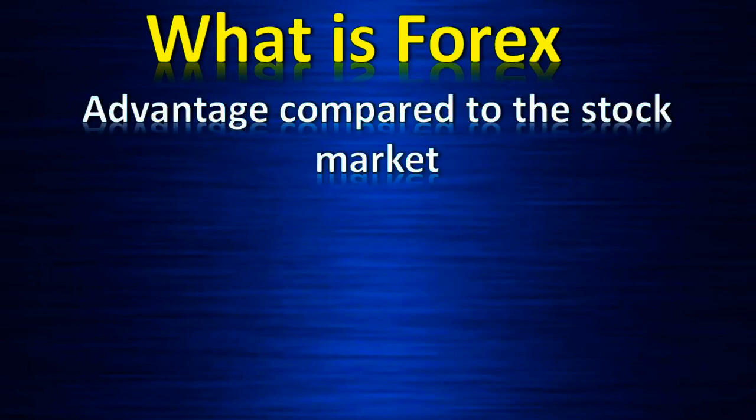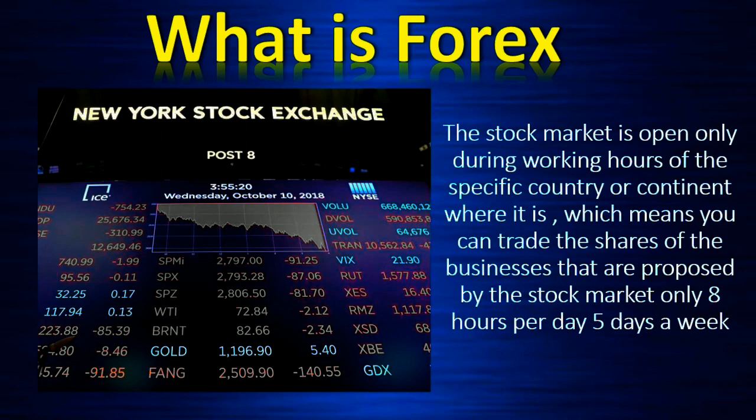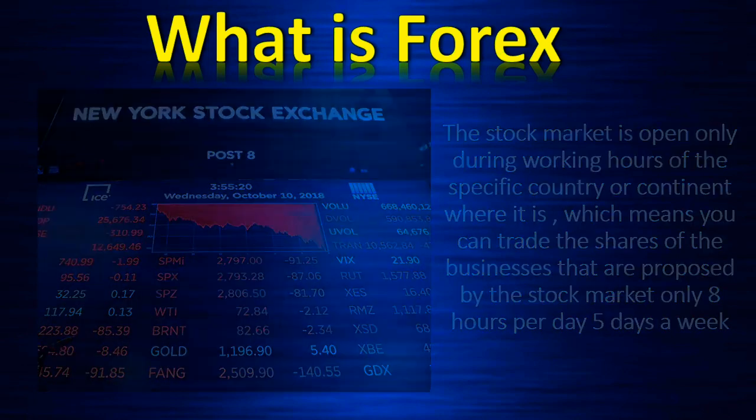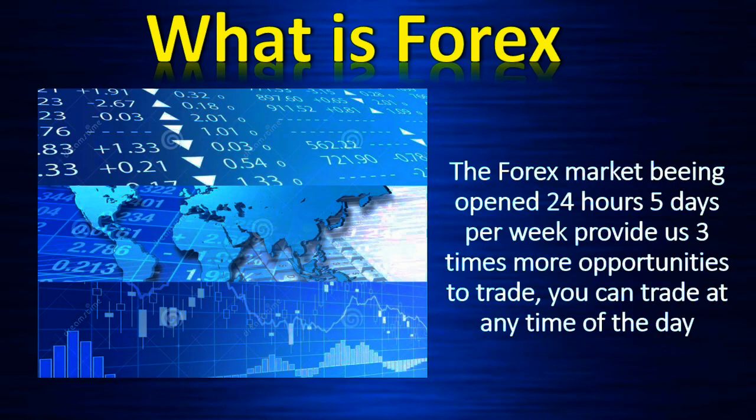Advantage compared to the stock market. The stock market is open only during working hours of the specific country or continent where it is, which means you can trade the shares of the businesses proposed by the stock market only 8 hours per day, 5 days a week. The Forex market, on the other side, being open 24 hours, 5 days per week, provides us 3 times more opportunities to trade. You can trade at any time of the day. If you have a daily job during the day, it might be complicated for you to trade the stock market. But in Forex, no problem.